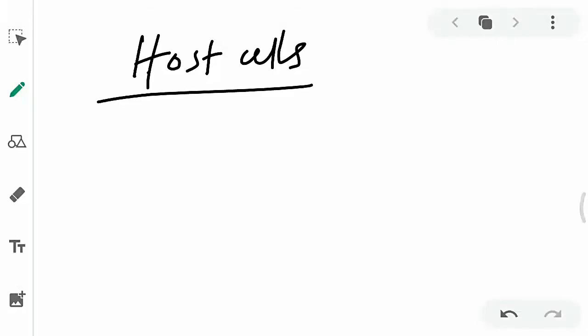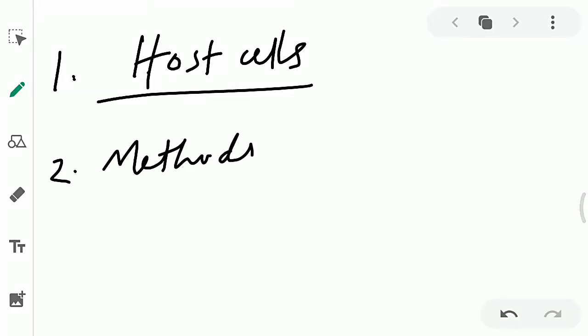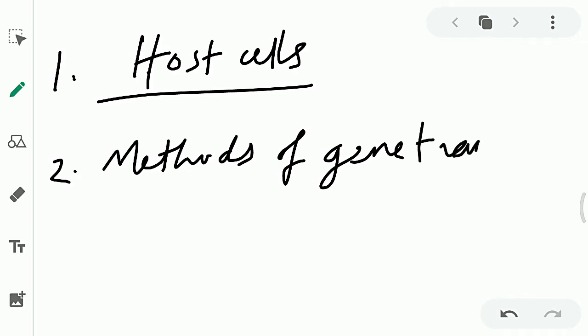Today we are going to discuss a little bit about host cells. Then we'll move on to the next topic, that is methods of gene transfer. And third, if time permits, we will discuss selection of recombinants.